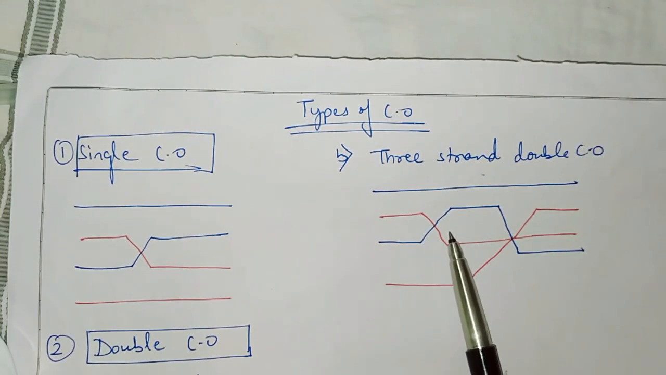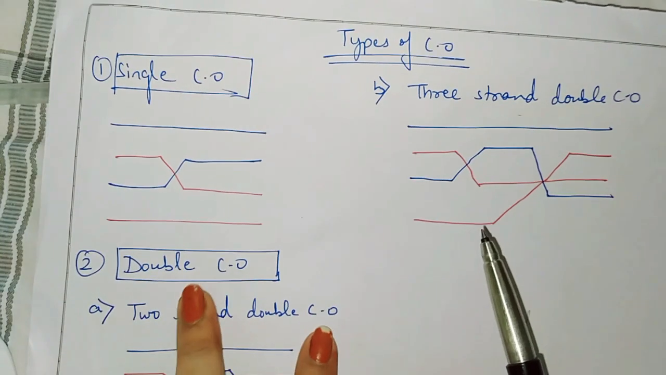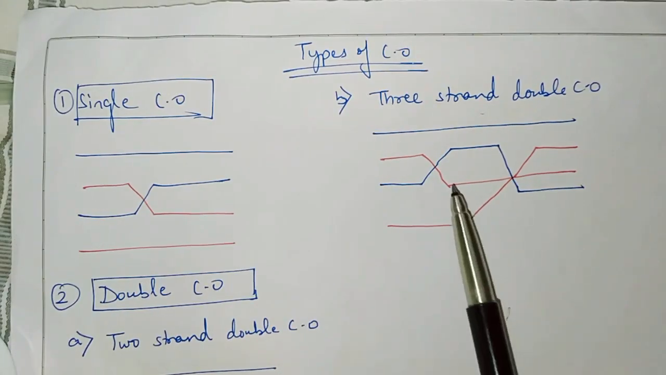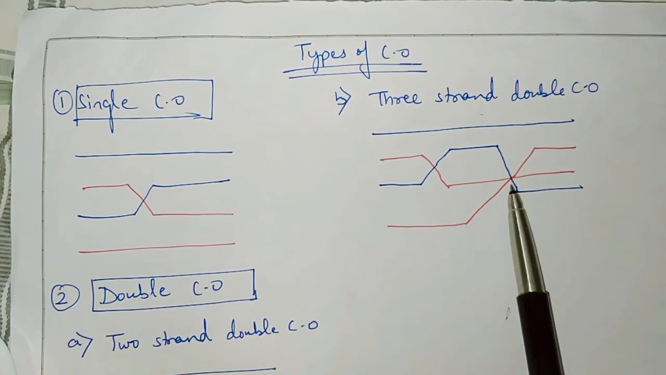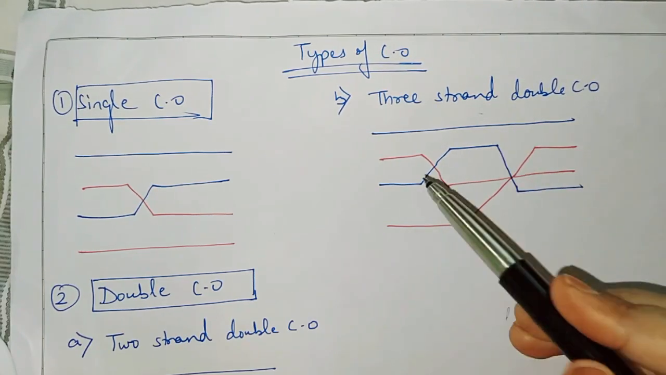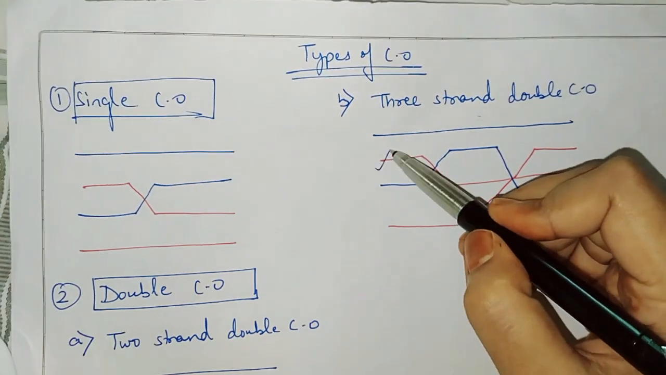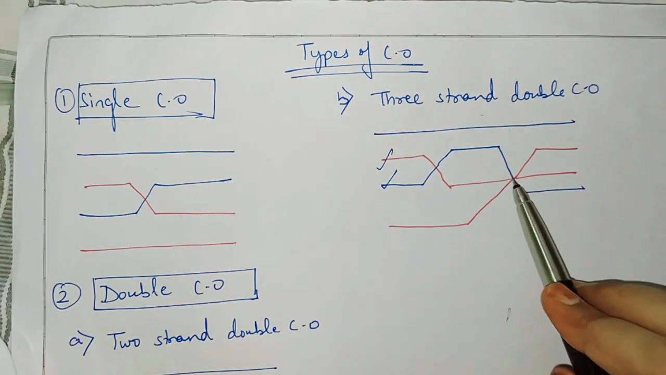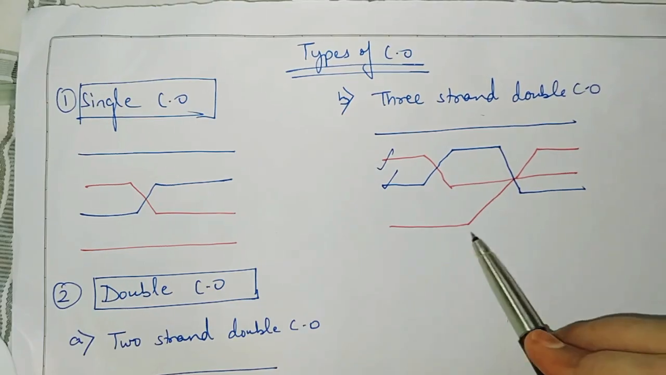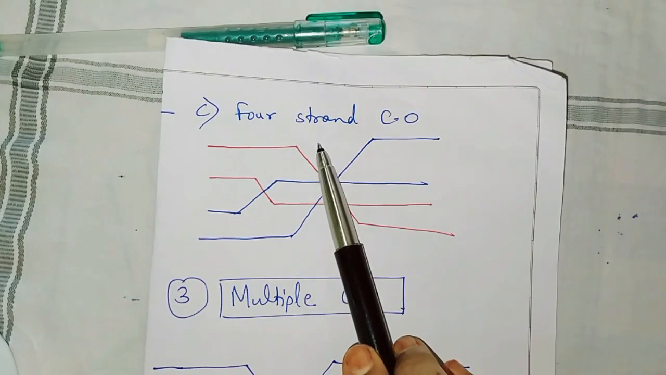In case of 3-strand double crossover, the exchange is taking place at 2 points only, because it is a type of double crossover. So exchange is taking place over here and over here, but 3 strands are involved here. See, this exchange is taking place due to this red one and this blue one. So these both are involved, and this exchange is taking place between this red one and this blue one.